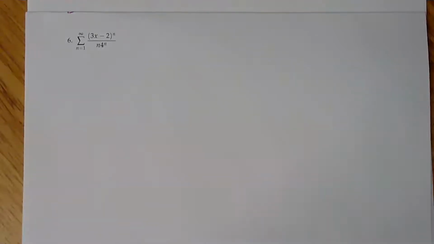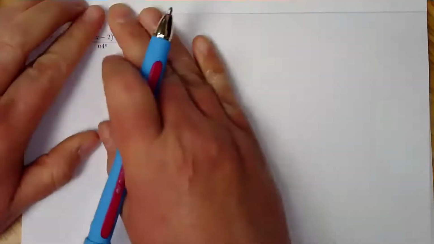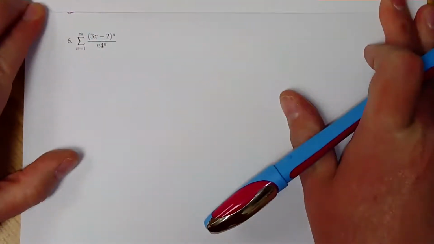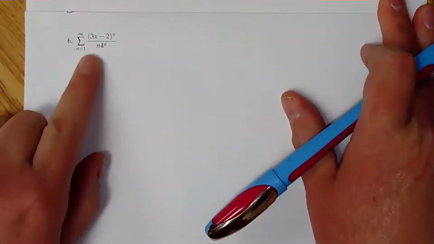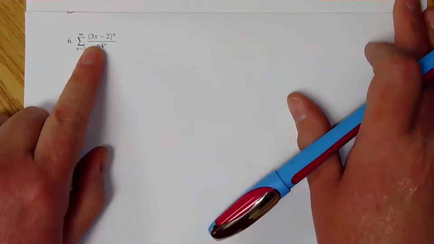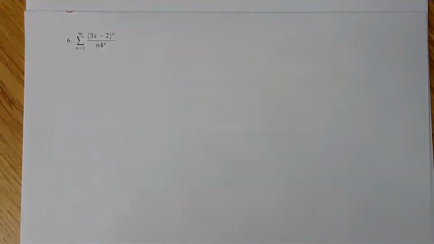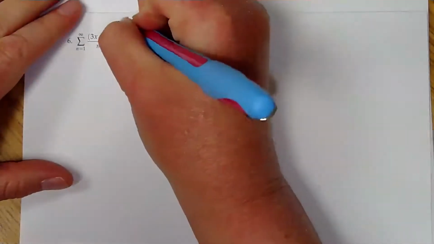The series n equals 1 to infinity, 3x minus 2 all raised to the n divided by the quantity n times 4 raised to the n. The center for this one is a little bit more complicated because it isn't just x minus c, it's 3x minus c, or 3x minus 2. So we're going to come back and revisit the center after we apply the ratio test here. So let's start with that.